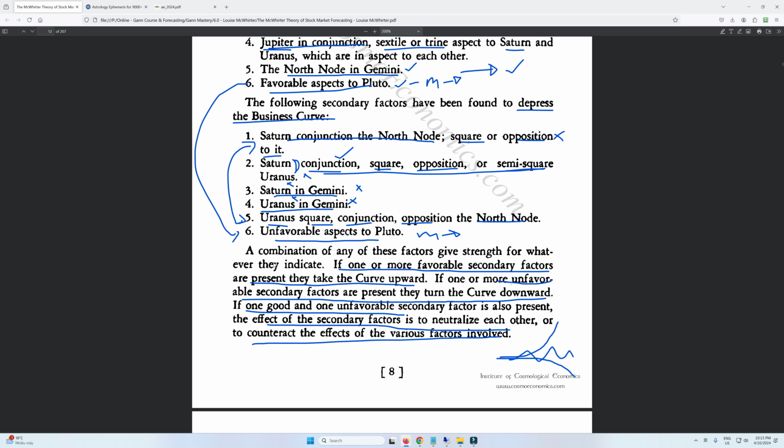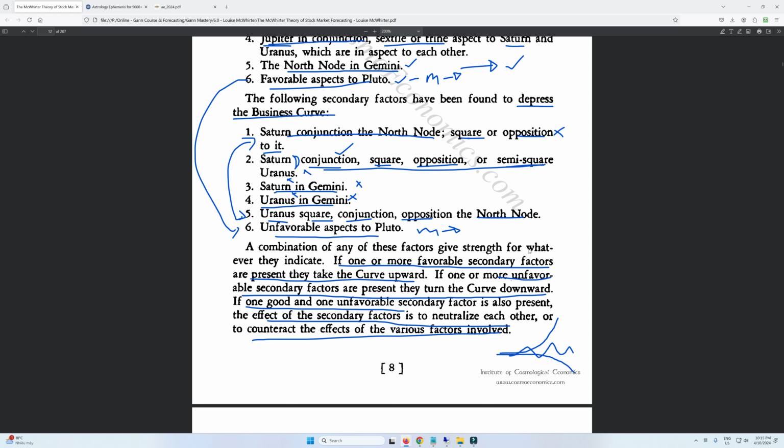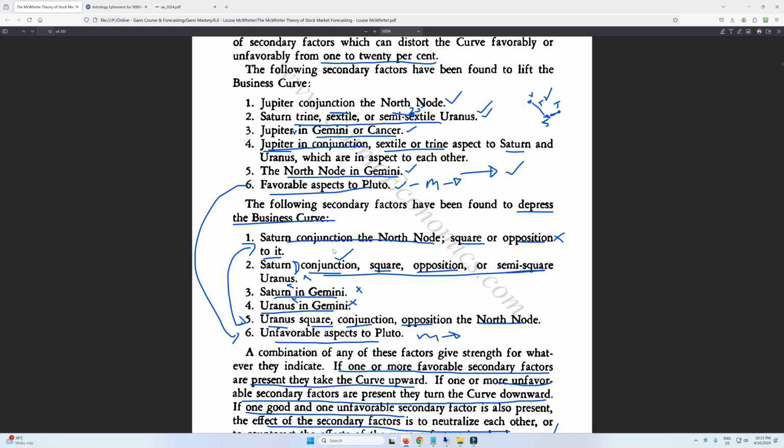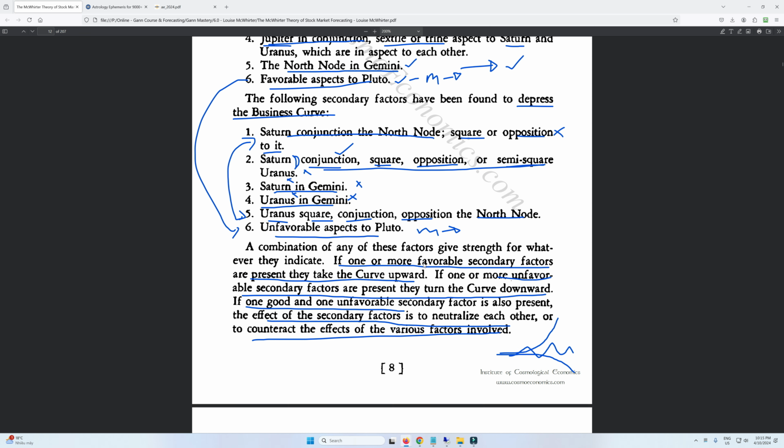Now, McWhirter goes on to say, any combination of these factors gives strength for whatever they indicate. That is, being a strength or weakness in the curve. If one or more favorable secondary factors are present, they take the curve upward. If one or more unfavorable secondary factors are present, they turn the curve downward. If one good and one unfavorable secondary factor are present, the effect is to neutralize each other or to counteract the effect of the various factors involved.